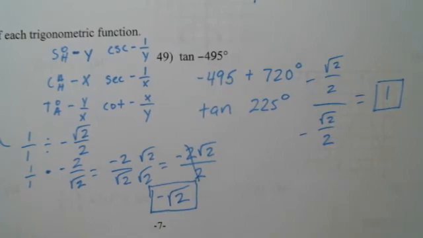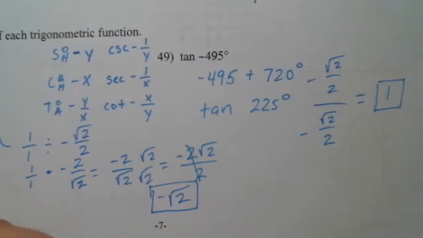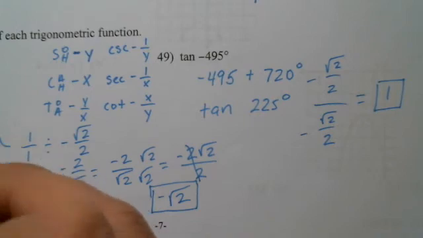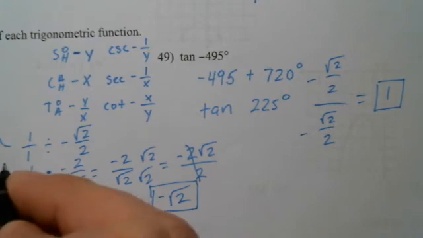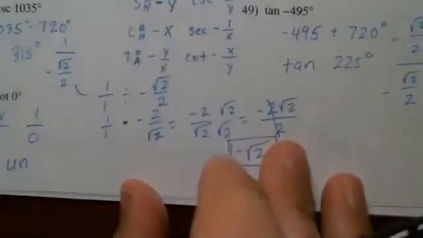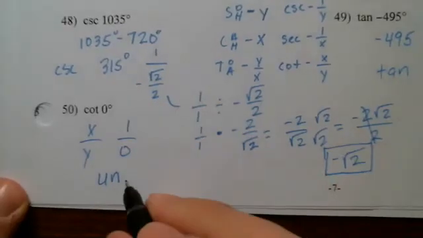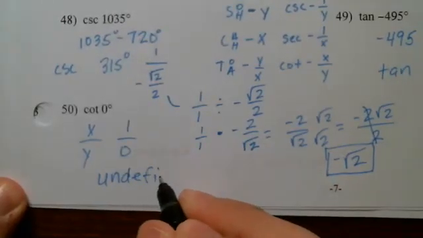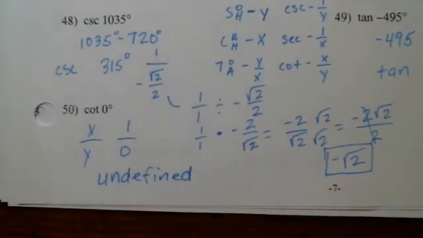And then what's cotangent of 0? Cotangent is x over y. What is the x coordinate at 0? 0. Oh, nope. 1. What's the y coordinate? 0. So what would that be? Undefined.